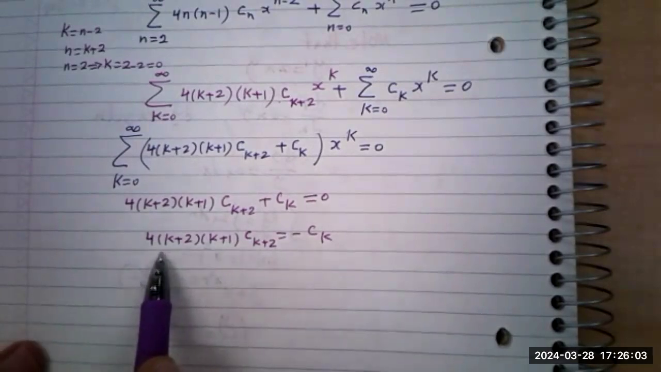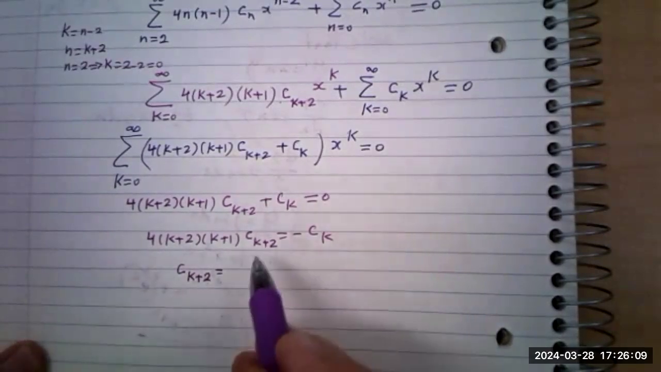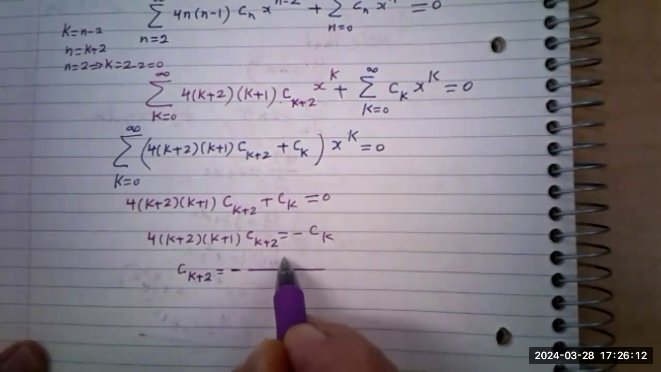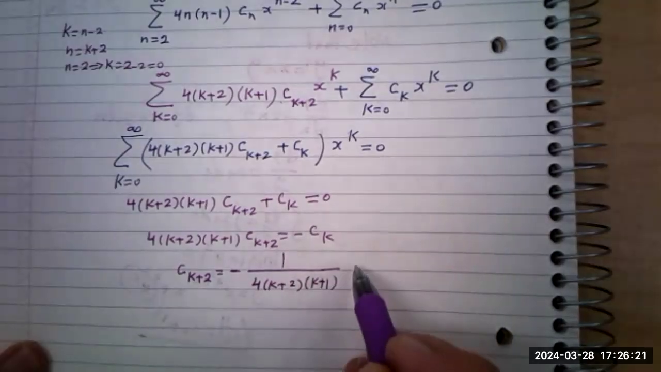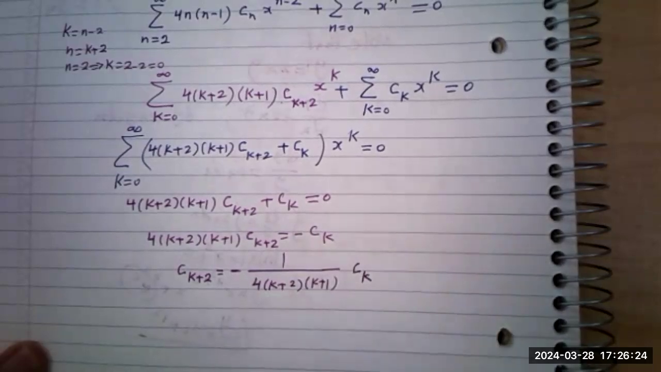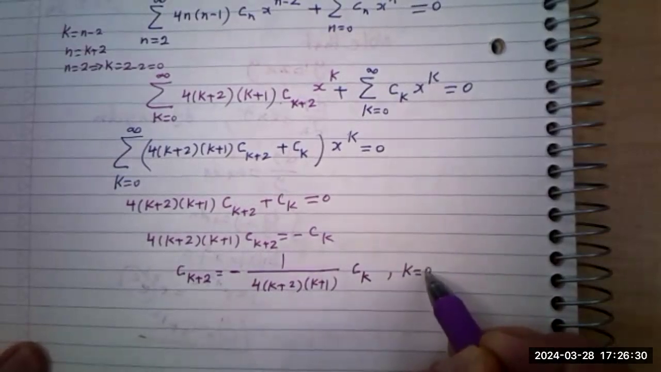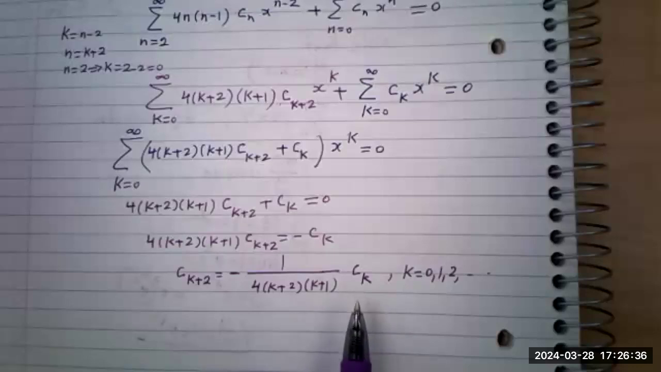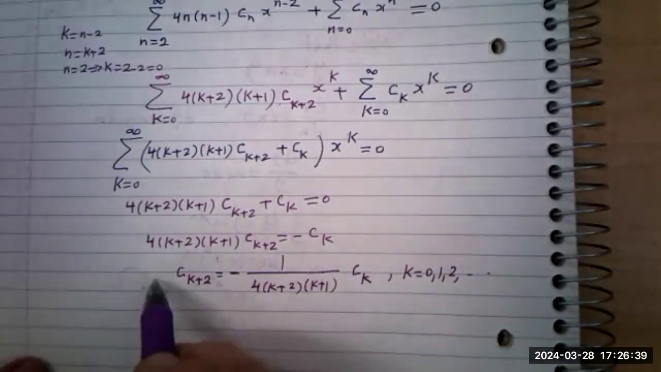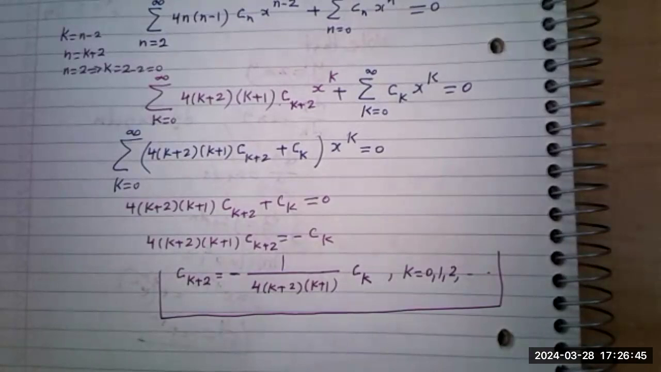Divide by the coefficient. So that gives you c_{k+2} equal to negative 1 over 4 times (k+2) times (k+1) times c_k. And k can start from 0, 1, 2, 3, etc. Just check: if you put k equal to 0, that gives c_0, so there's nothing wrong. So this is going to be the recurrence relation that will give you all the coefficients.